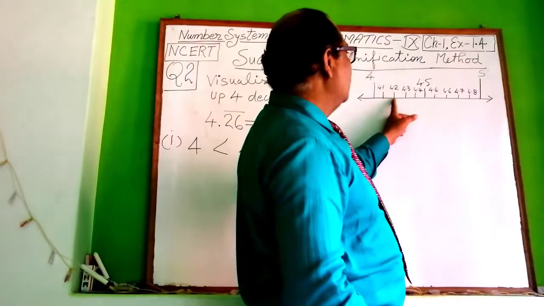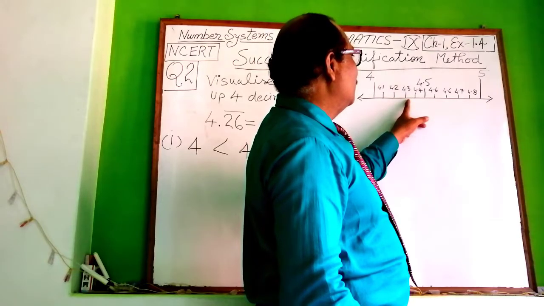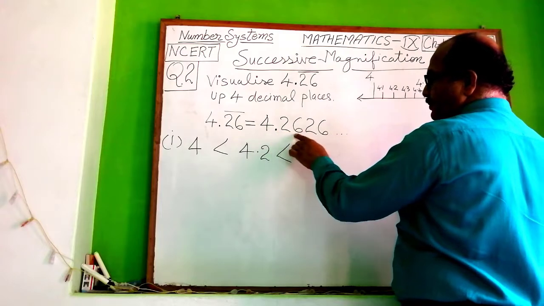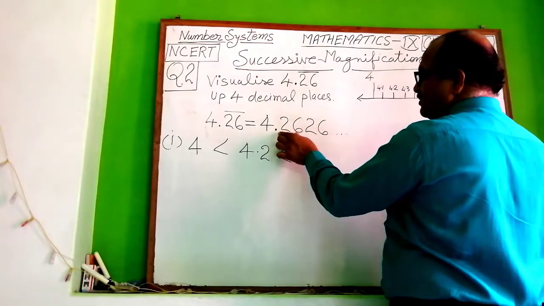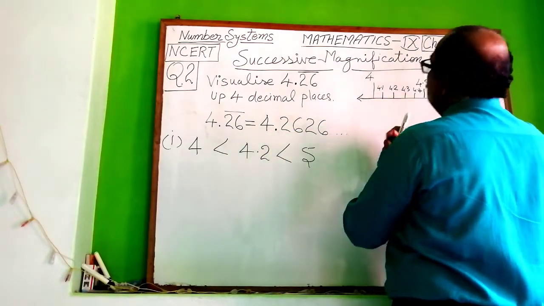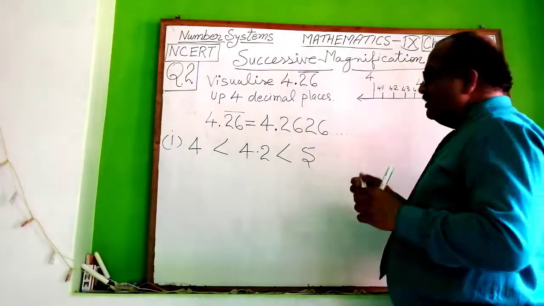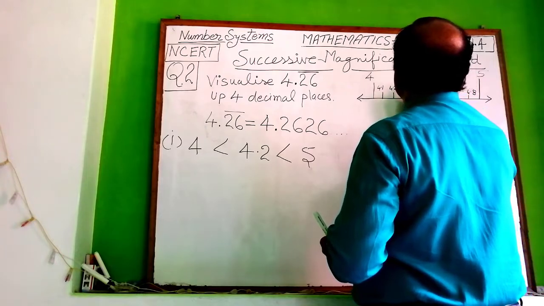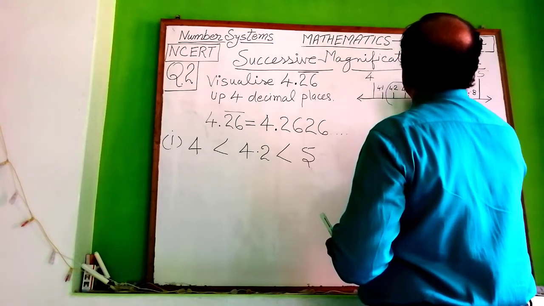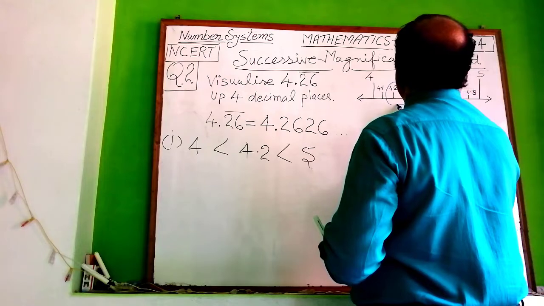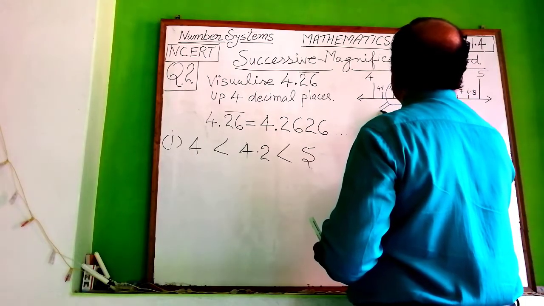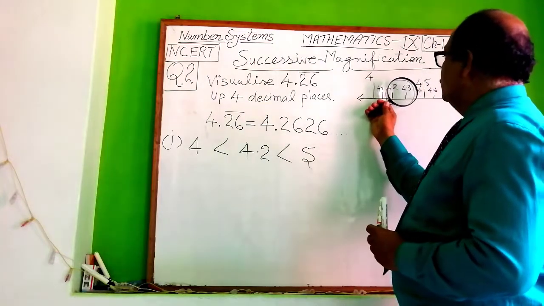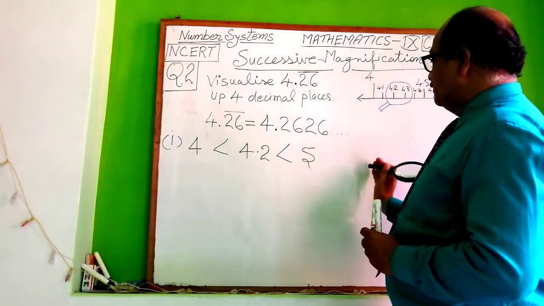So this is 4.2 and this is 4.3. So this number 4.2626 will lie between these two places, and these two places you can magnify like this. Using your magnifying glass, magnify it. After magnifying it, you locate the next step below it.